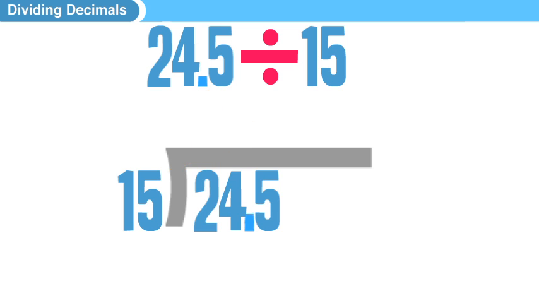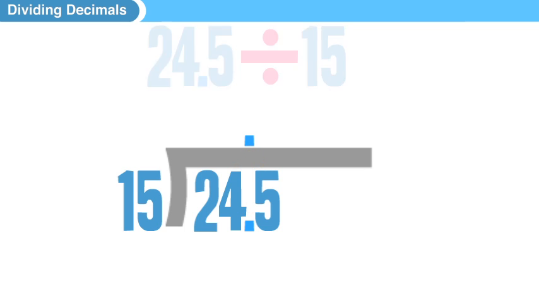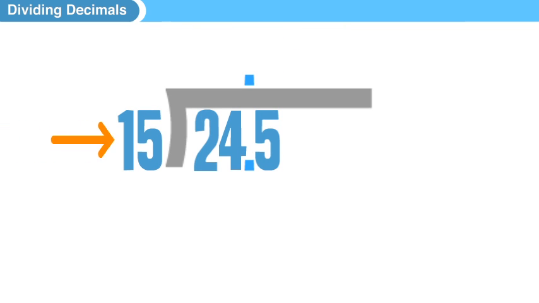The other really important thing here is that you make sure to put the decimal place right above where it is inside the house. So 24.5, the decimal place is right after the 4. Make sure the decimal point is right above that in your answer. Now we just divide left to right just the way that we do long division.